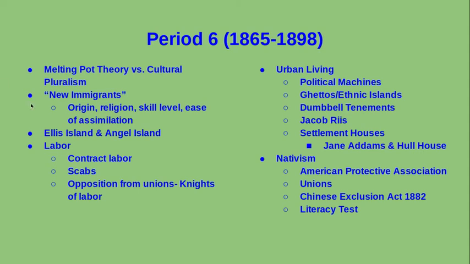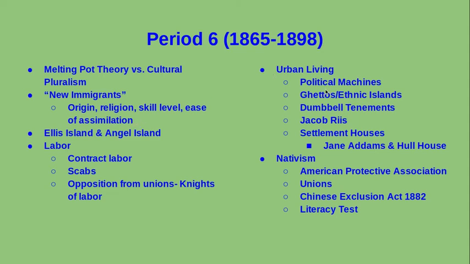Labor, again, we talked about how immigrants would be used as contract labor. Come in, work for a designated amount of time, go back home. In northern cities, immigrants would often be used as scabs or replacement workers if workers were locked out or on strike. We talked about how immigration received stiff opposition from unions like the Knights of Labor.